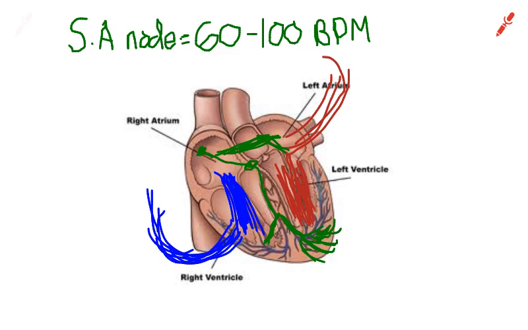And at that point, the signal causes the left ventricle to contract, just like a muscle. So now it contracts out the aorta and gets pumped throughout the whole body. And then the signal repeats. And this happens every 60 to 100 beats per minute.